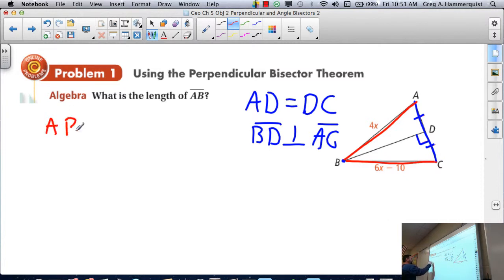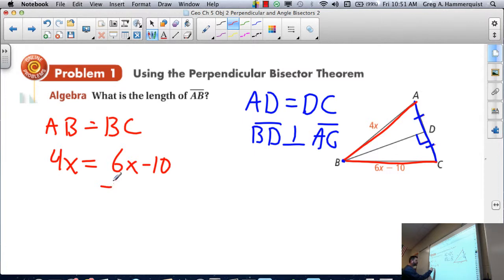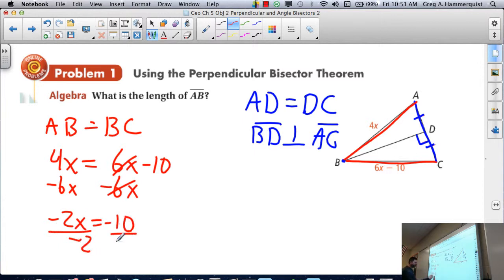AB should equal BC. Well, if we know that, we can then take the expression for each of these lengths: AB, which is 4x, needs to be equal to the length of BC, which is 6x minus 10. So if we've got this equation, we should be able to solve it for x. We'll do this really quick here. We'll subtract 6x from both sides. Cancel those. Negative 2x equals negative 10. We can divide both sides by negative 2, and we find out that x is equal to a positive 5.